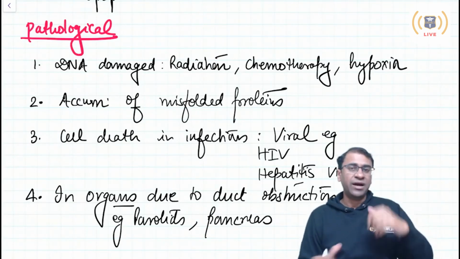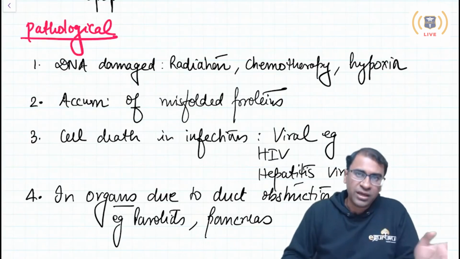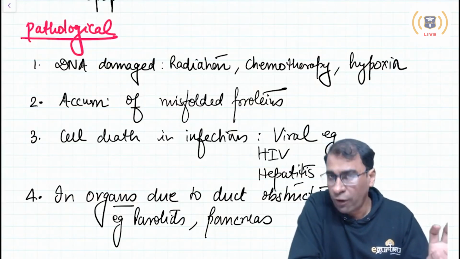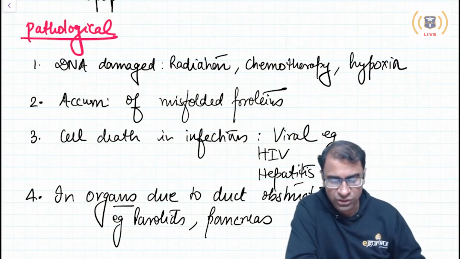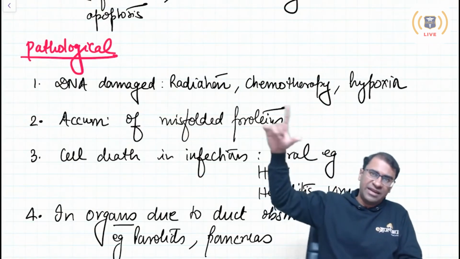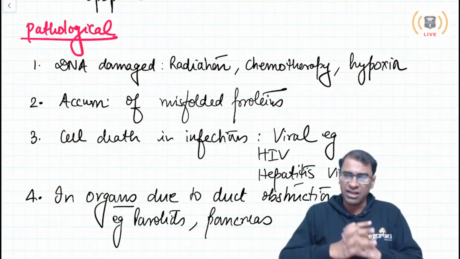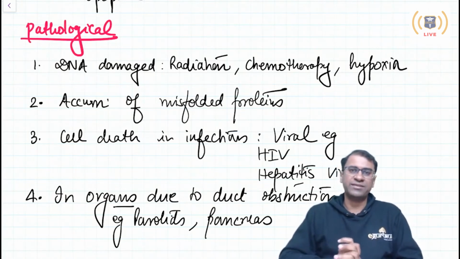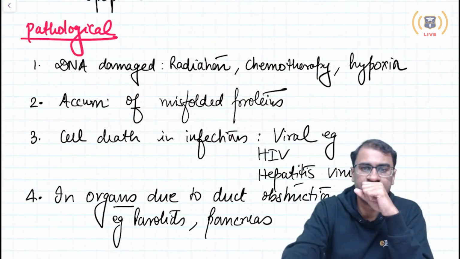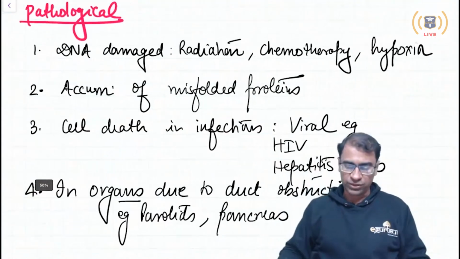So if these ducts are obstructed by stones, what happens? Our body tries to destroy the organ itself by the process of apoptosis. Obviously, these are pathological events. I'm not saying they're physiological; they are pathological effects. So all of these are examples of apoptosis. Let me read this again. Pathological causes like DNA damage, accumulation of misfolded proteins, cell death in infections, especially viral infections like hepatitis and HIV, and in organs due to duct obstruction, for example the parotids and the pancreas. We'll now move to the mechanism of apoptosis.